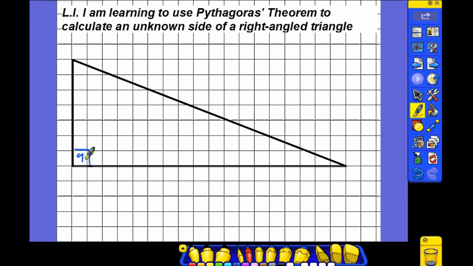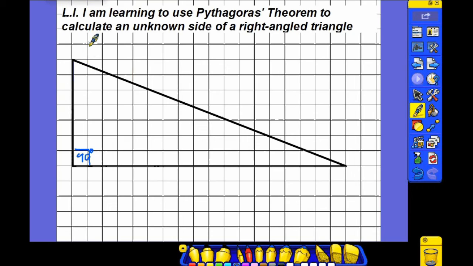So this is a 90-degree turn here. That means that we have a completely vertical surface, a completely horizontal surface, and then a diagonal surface that is longer than the other two.